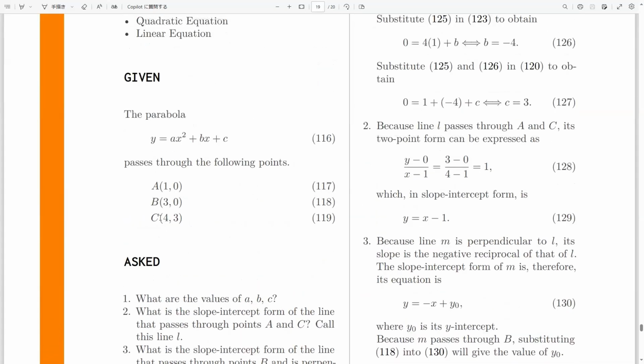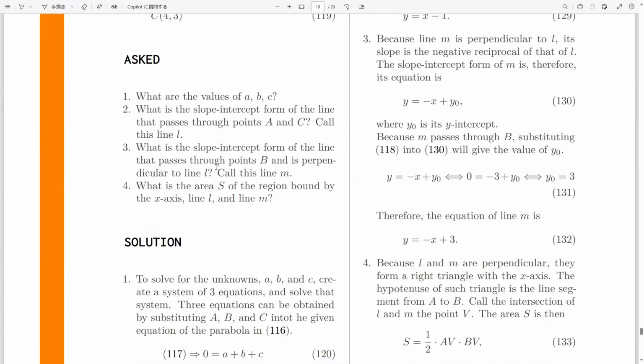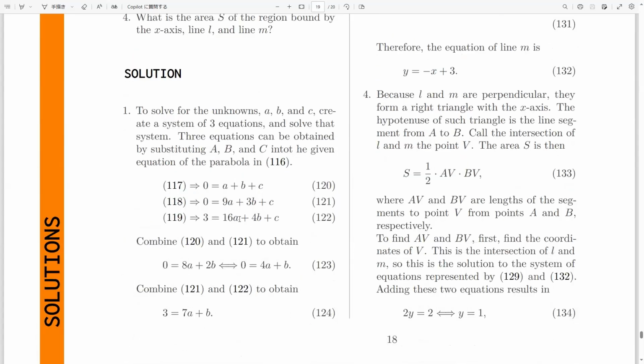And finally, we do the same thing for this point that we're given. We replace the x's with 4. We get 16 here, we get 4 here, and replace y with 3. And so we get the following, 3 equals 16a plus 4b plus c. We have three equations and three unknowns. We are ready to solve this system of equations.